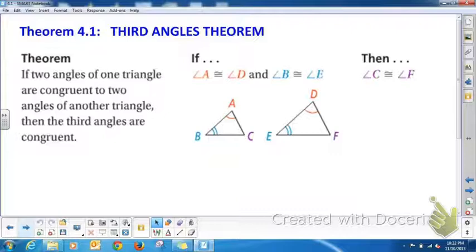Theorem 4.1 is the third angles theorem. The theorem states, if two angles of one triangle are congruent to two angles of another triangle, then the third angles are congruent. So if angle A is congruent to angle D and angle B is congruent to angle E, then that must mean angle C is congruent to angle F.